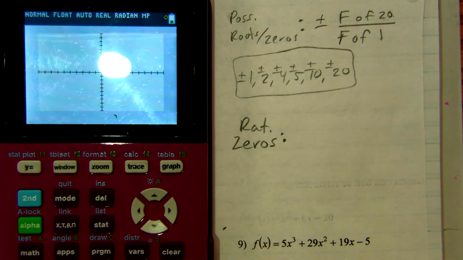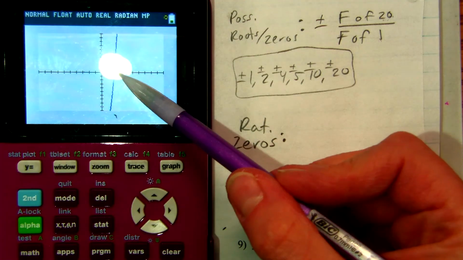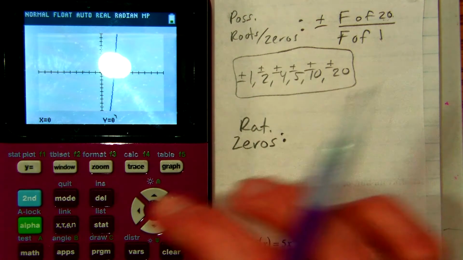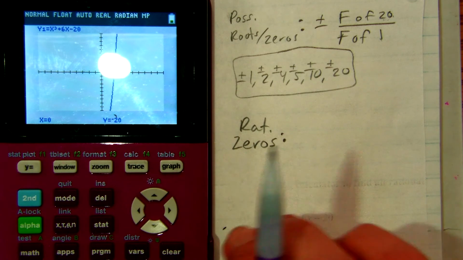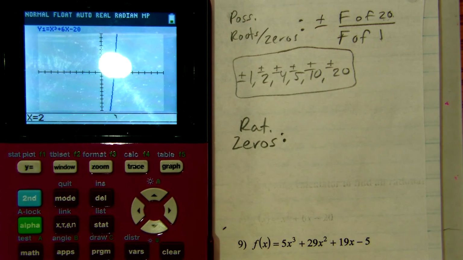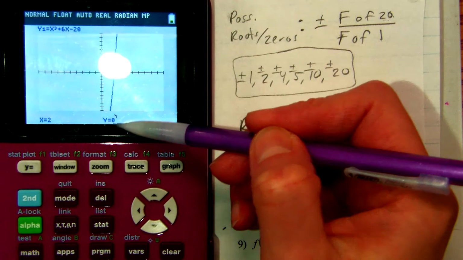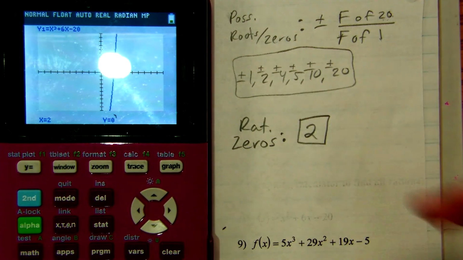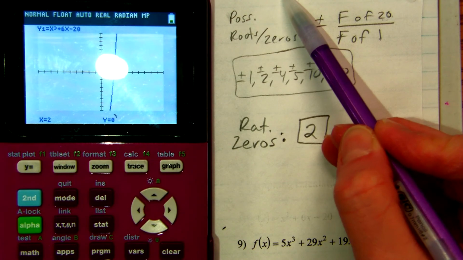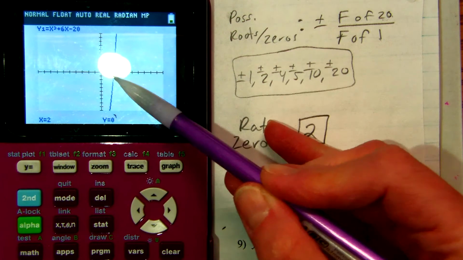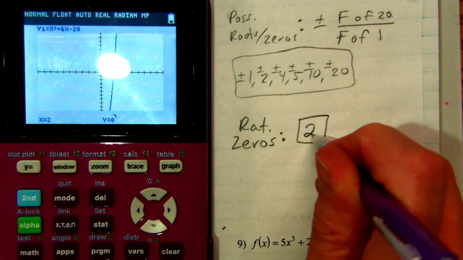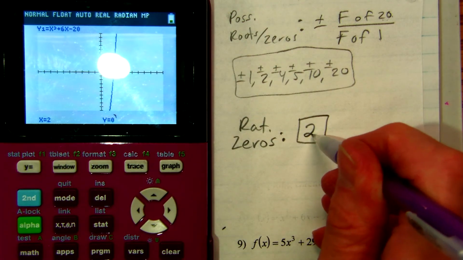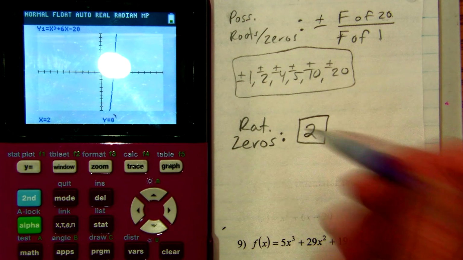Yeah. And let it regraph. So it looks like 2 is there. So to check, you hit your trace key and push 2, enter. And if it comes out 0, then 2 is the only one. Now, this is a cubic function, which means there's technically 3 zeros. But if there's only one place where it crosses, that means this one's the only one that doesn't have i's in it. It's the only real answer.